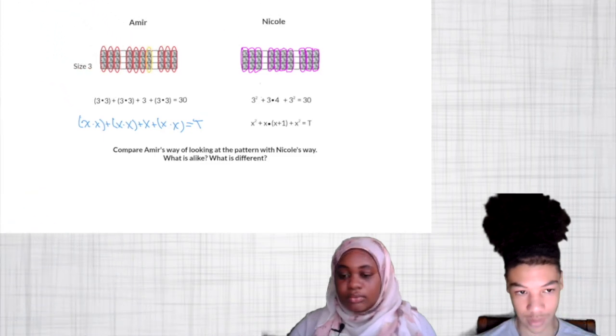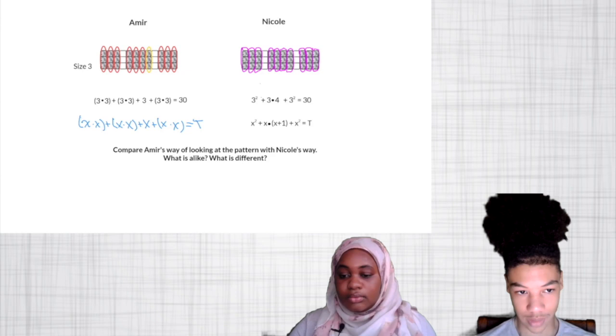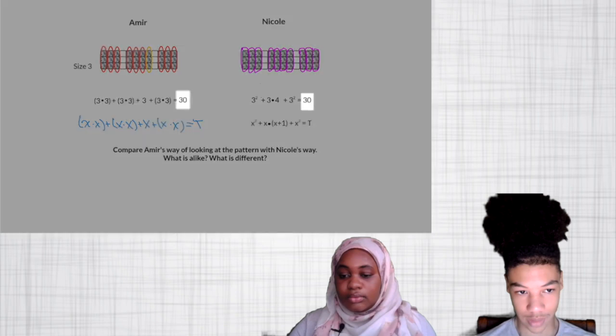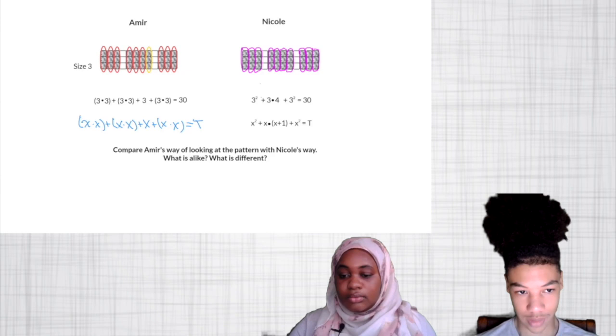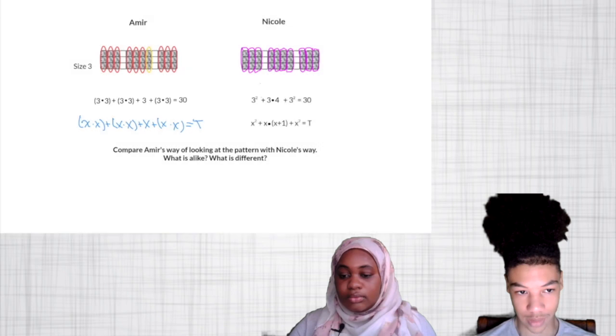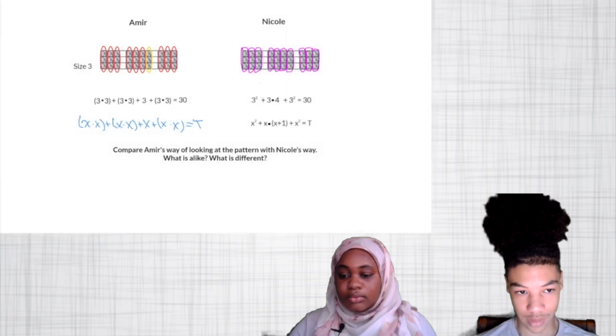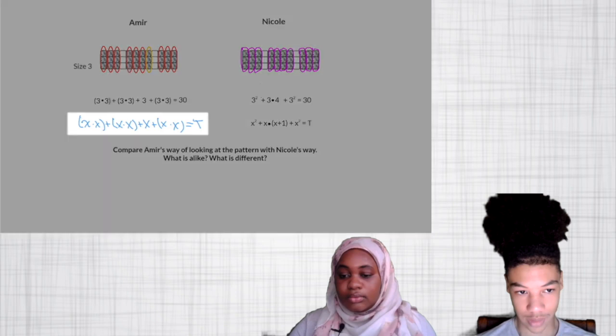Thus far, Haleemah and ET have noticed that 3 times 3 is the same thing as 3 to the second, and they've noticed that both arithmetic equations get you 30. Then, ET pointed out a difference between the two methods. Where Amir had 3 times 3 plus 3, Nicole had 3 times 4. This difference was even reflected in their drawings. Amir's had 2 colors, but Nicole's did not. Next, Haleemah and ET are going to look at the general equations of Amir and Nicole and think about equality.